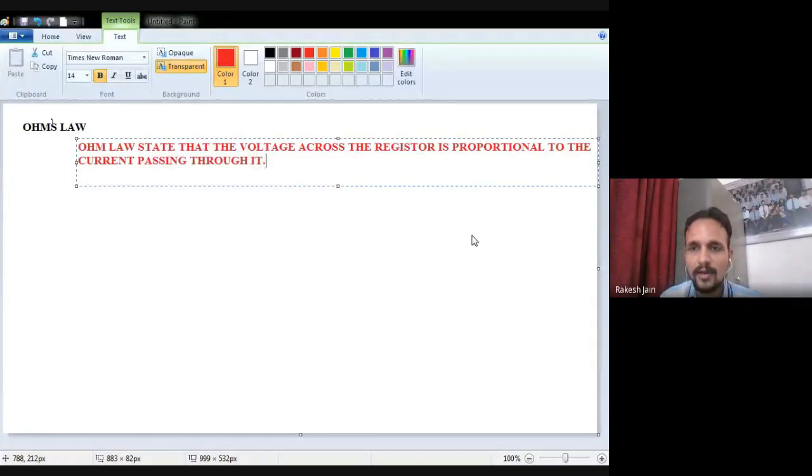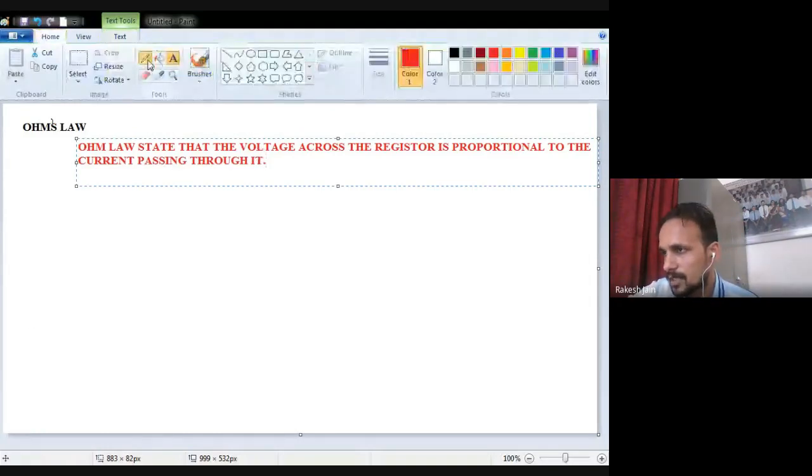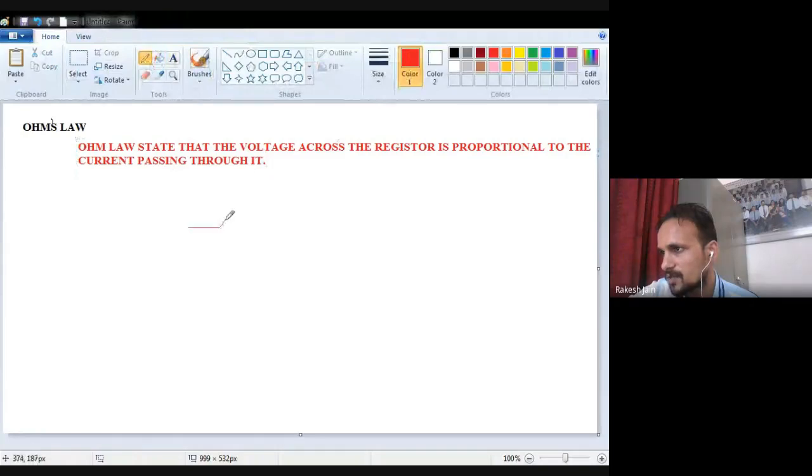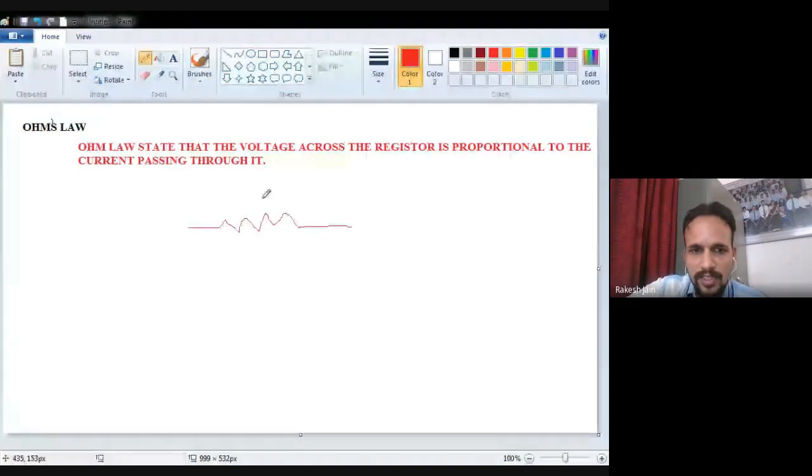Once again, I am telling you, what is the meaning of Ohm's law? Let's suppose you have a resistor R. This is the symbol of a resistor, as we know, which is denoted by R. So I just write down R.